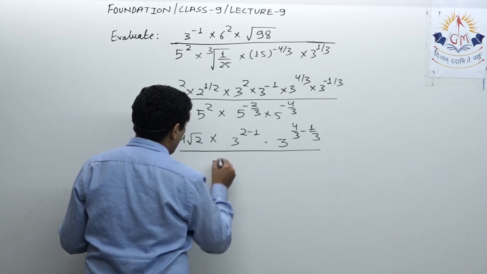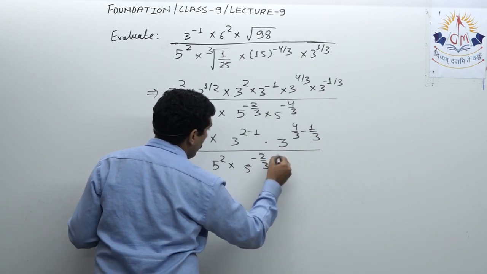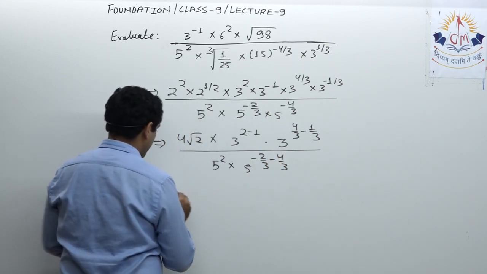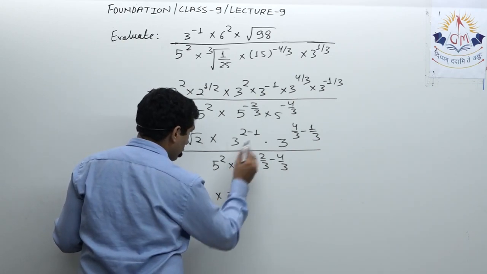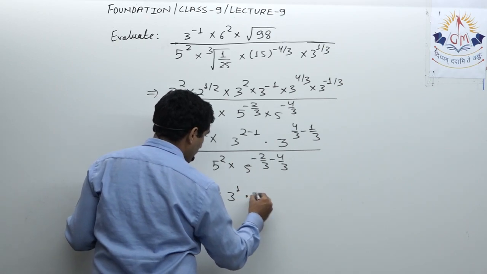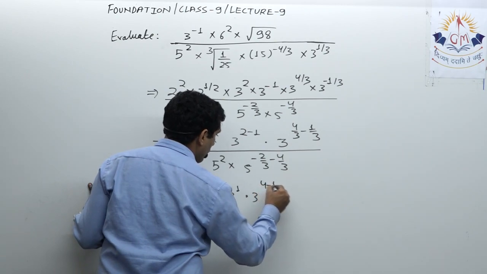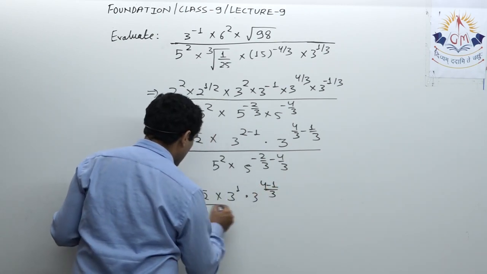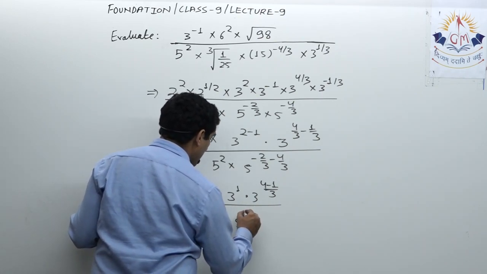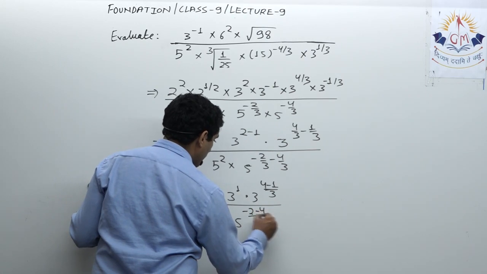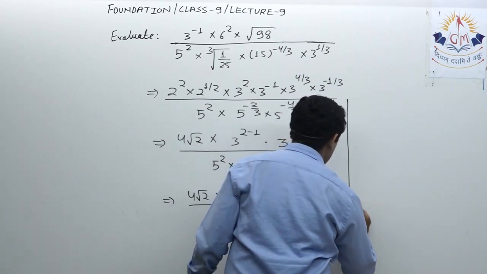Okay, now here it is 5 square. Again here, 5 raised to minus 2 by 3 minus 4 by 3. So next over here it is 4 root 2 into 3 raised to 2 minus 1, which is 1, into 3 raised to 3 by 3. Okay, 4 minus 1 by 3, if I take the LCM, and in the denominator it is 5 square into 5 raised to minus 2 minus 4 by 3. Okay, so let us see its further solution.